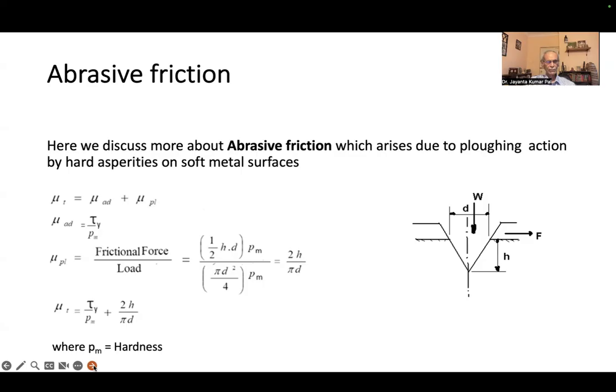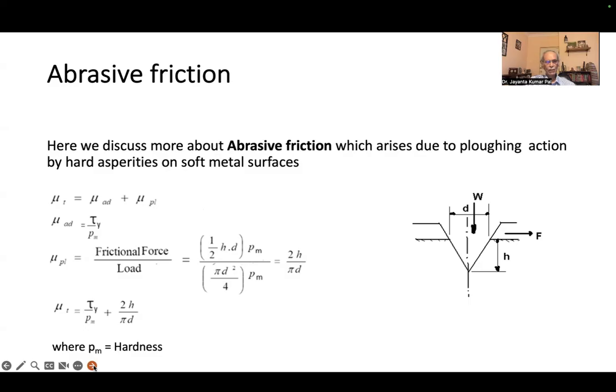Now let's come back to mu ploughing or mu abrasive. Look at the picture on the right-hand side. Here we have shown a hard asperity digging into a small soft metal surface. We show it as a conical surface, and the height of indentation is h, and the diameter to which it has indented is given as small d. Load is W and F is the frictional force.